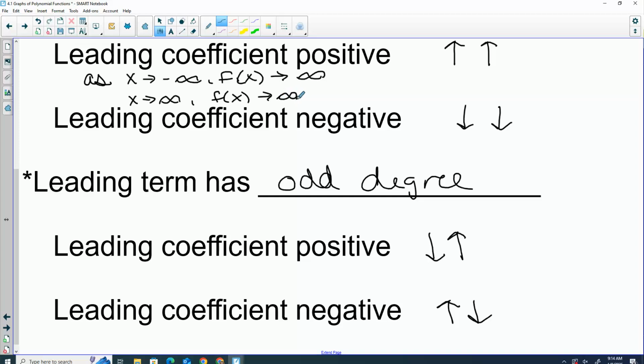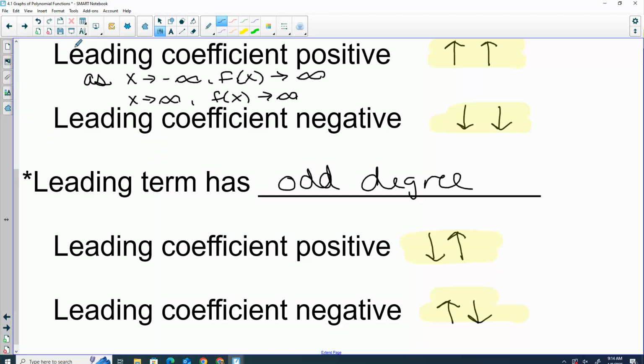I find that just to be more effort than is needed. So don't be overwhelmed if you see something like this. But all I'm expecting, anytime I ask you for end behavior, is for you to draw me two arrows. Tell me which way the ends are pointing. Okay, that's all I need from you.